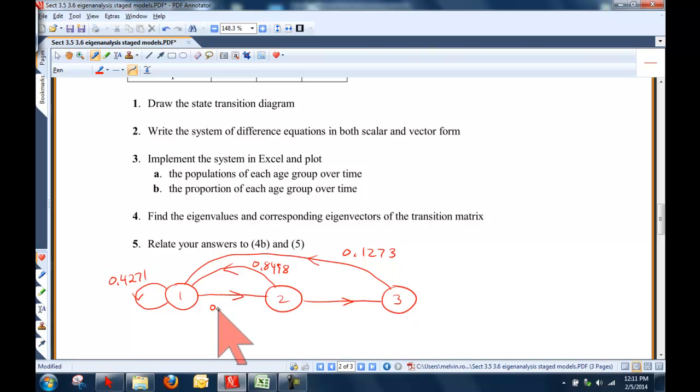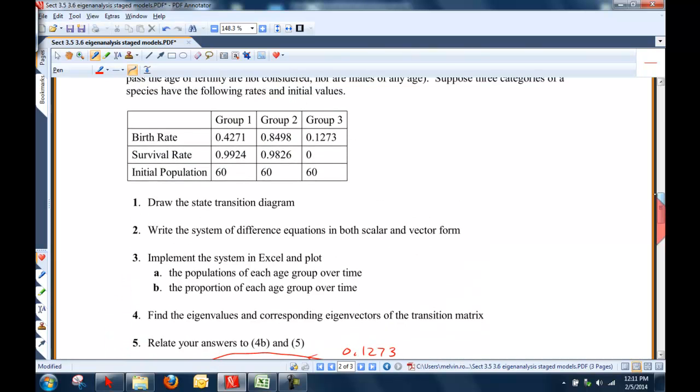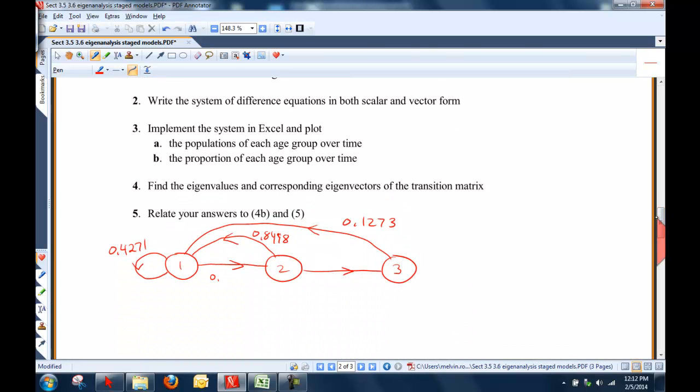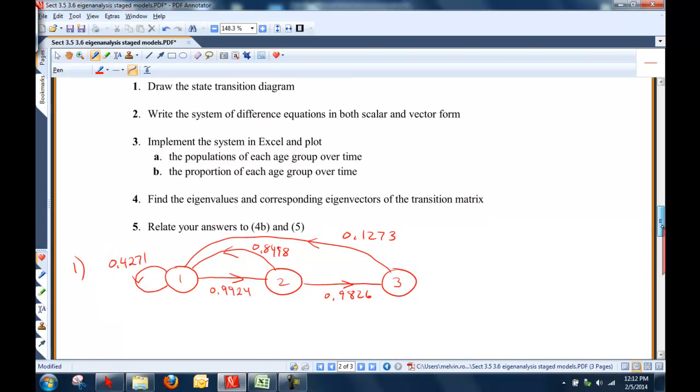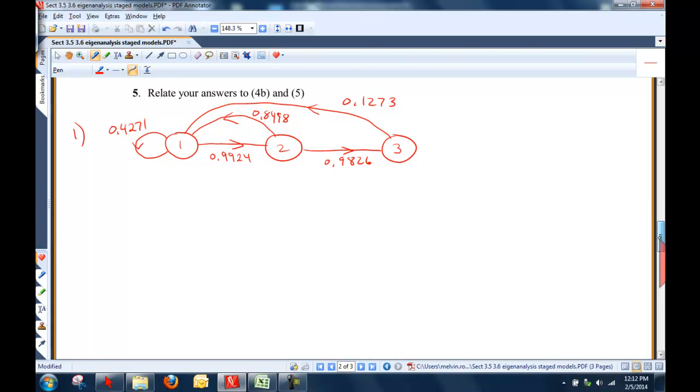Meanwhile, we can put on the other numbers in the table. These are survival rates. Over 99% of the people in age category 1 survive and move on to age category 2 in the next time step. Time steps might be years or decades, depending on the species or some other time interval. So like this and like this. So that's what number 1 was asking us to do, draw a transition diagram. This captures all of the necessary information, so now we can get the rest of the parts from here.